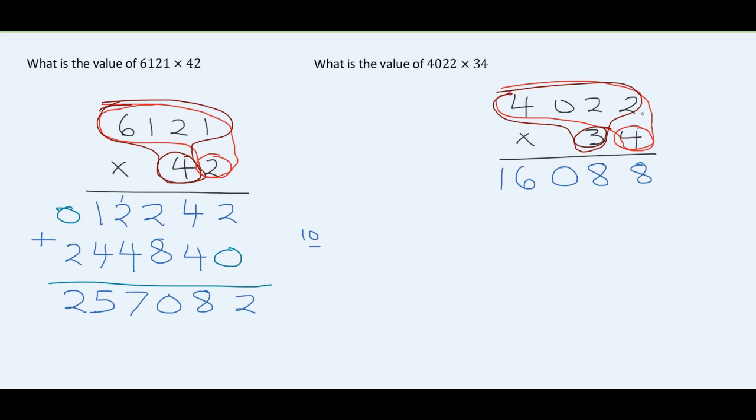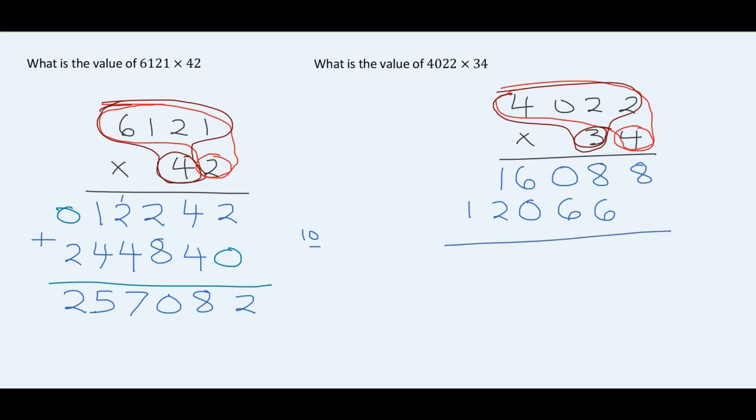So we have 2 multiplied by 3. We start in the tens place. This is going to be 6. 2 multiplied by 3, we have 6. 0 multiplied by 3, we have 0. 4 multiplied by 3, we have 12. We have a 2. We'll bring down a 1 here.